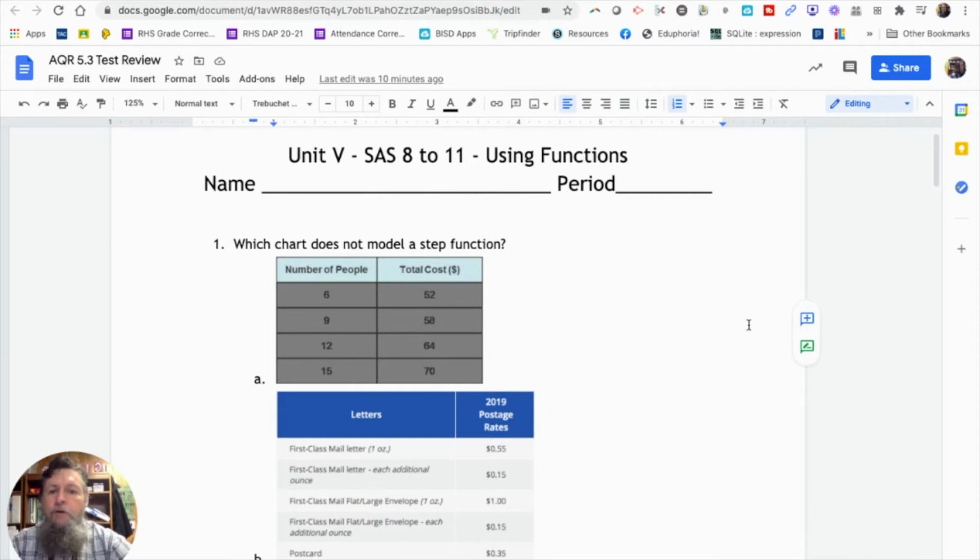Today we're going to go over and review lessons 8 through 11 in Unit 5, Functions. Let's get right into it.